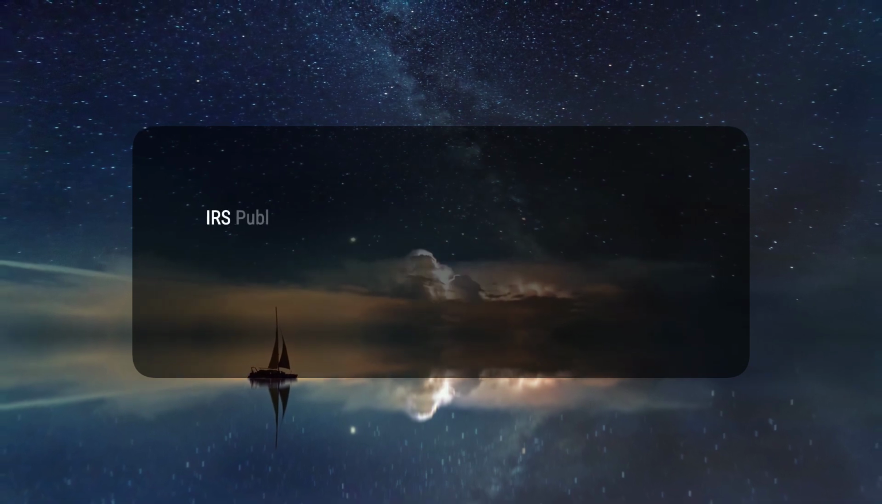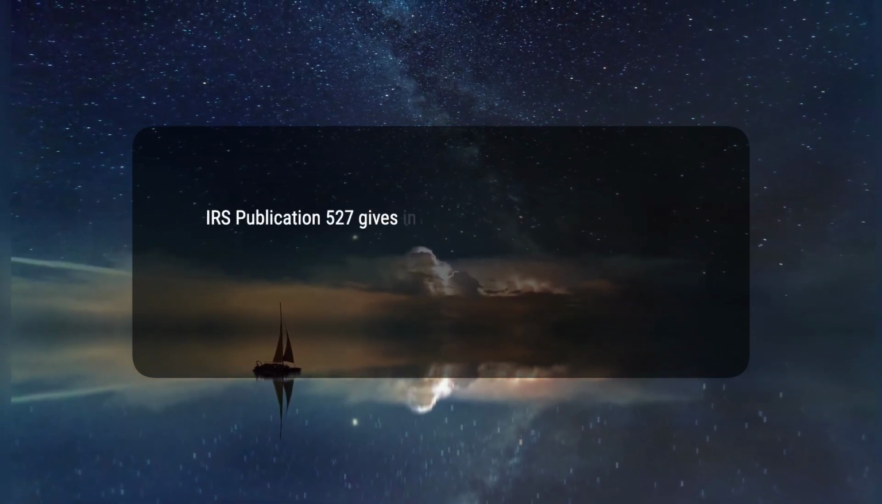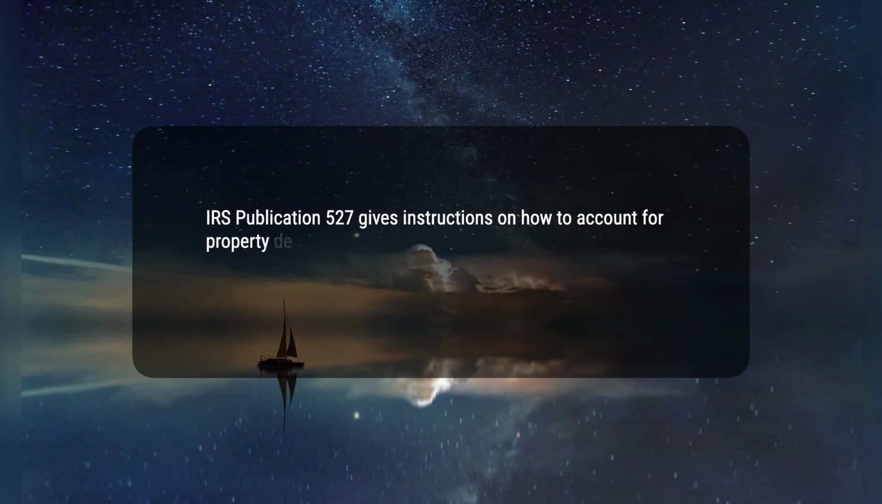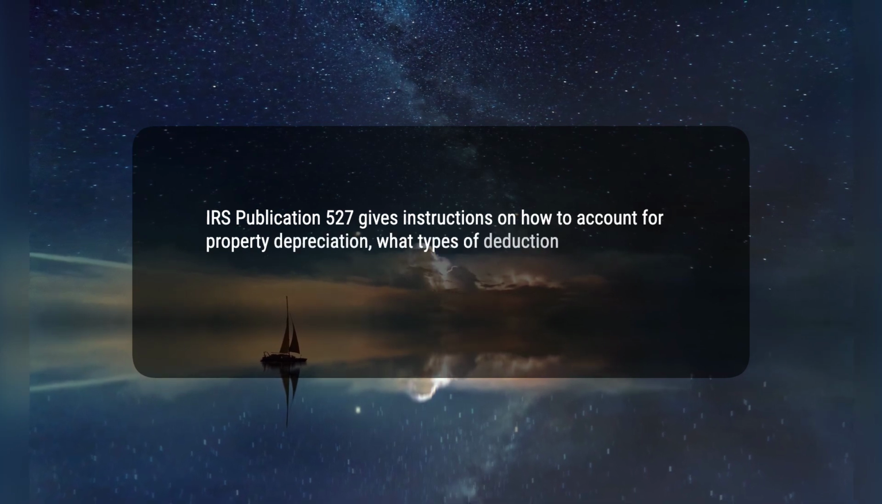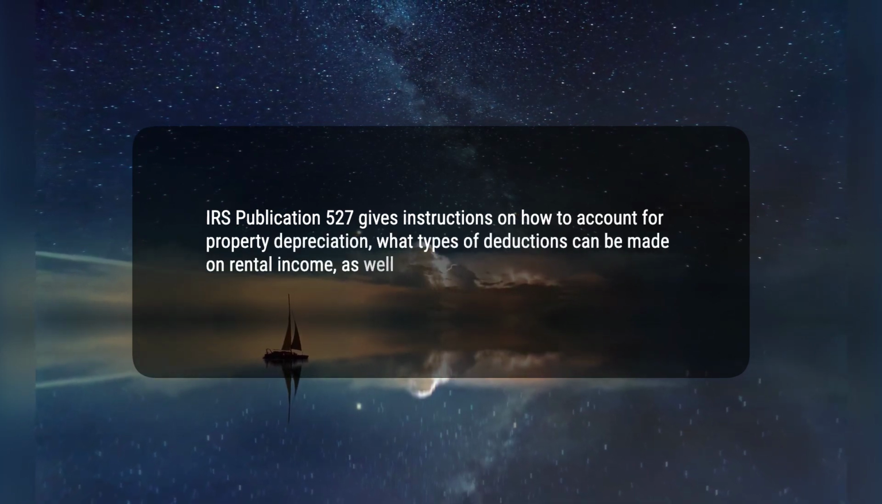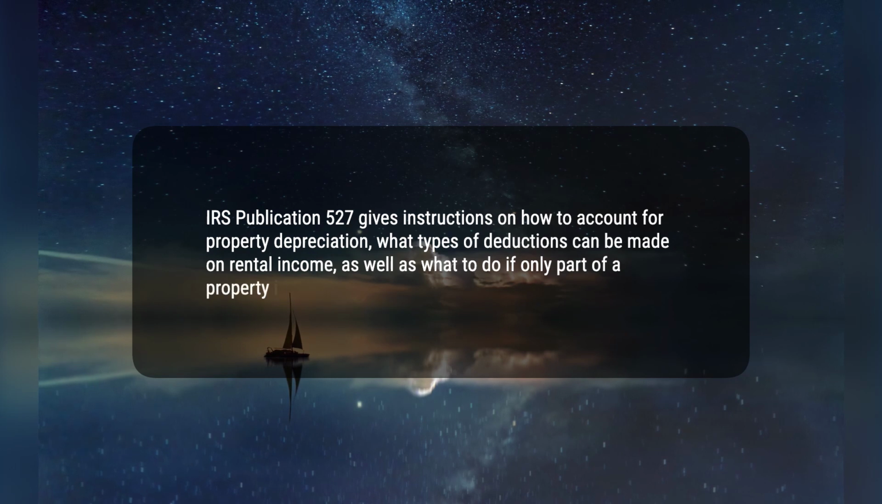3. IRS Publication 527 gives instructions on how to account for property depreciation, what types of deductions can be made on rental income, as well as what to do if only part of a property is rented.